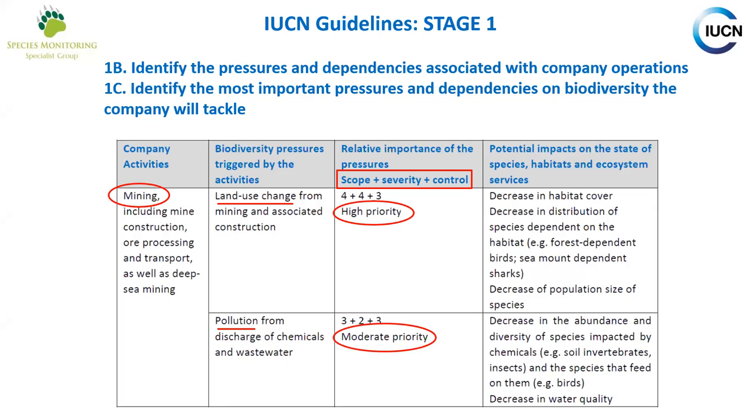Why is prioritization important? Well, clearly a company can't at the corporate level look at every single small pressure it exerts on biodiversity. Some of the pressures, as Julia mentioned, will still be dealt with by site level biodiversity action plans. In the corporate level plans, what we're looking for is the higher priority pressures. And so high priority and moderate priority pressures, we then encourage companies to use as the basis for their objectives.